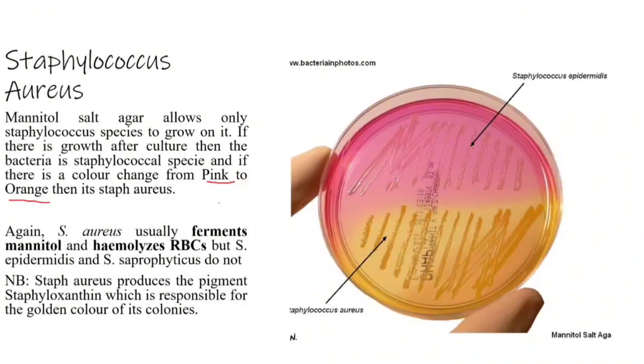Now, you'll notice that the colonies of Staphylococcus aureus here look golden, right? It's actually due to a pigment they produce called staphyloxanthin, and it's responsible for the golden color of its colonies. The other staph species, albus and saprophyticus, are usually whitish. They have whitish colonies, white or gray.